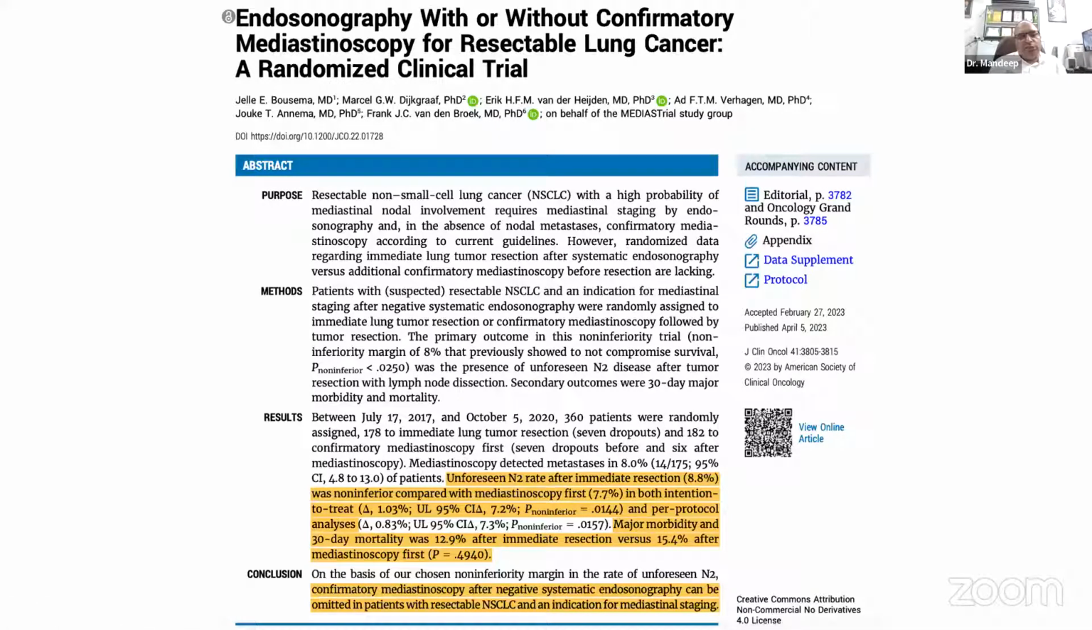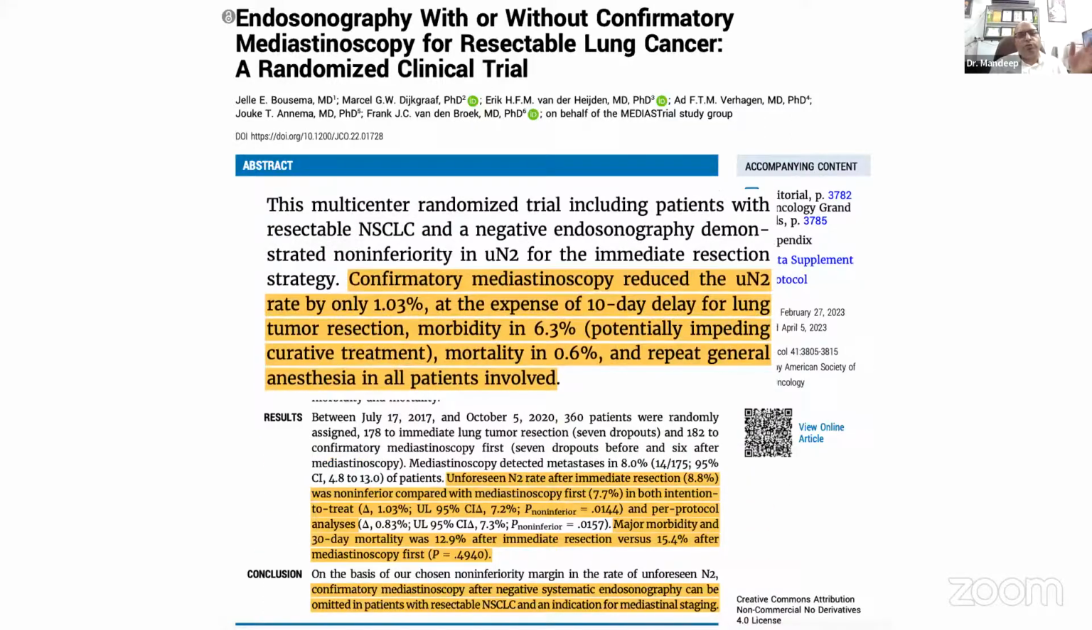So these days they are saying that if the nodes are negative by EBUS, we may proceed directly to thoracotomy rather than going for mediastinoscopy staging.